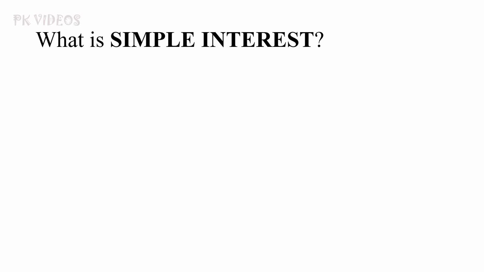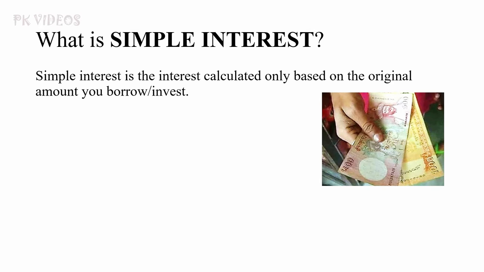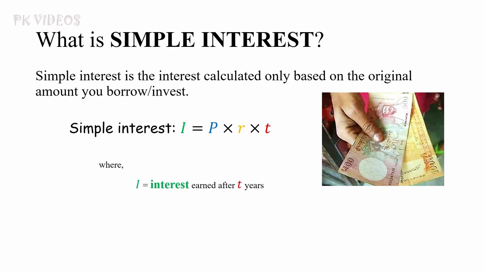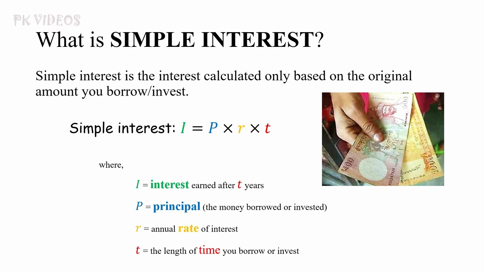What is simple interest? Simple interest is the interest calculated only based on the original amount you borrow or invest. And simple interest can be calculated using the formula I equals P times R times T, where I is the interest earned after T years, P is the principal, the money borrowed or invested, R is the annual rate of interest, and T is the length of time you borrow or invest.